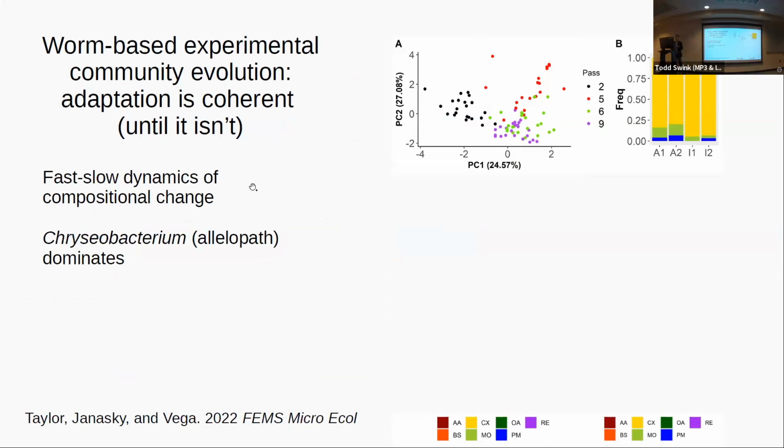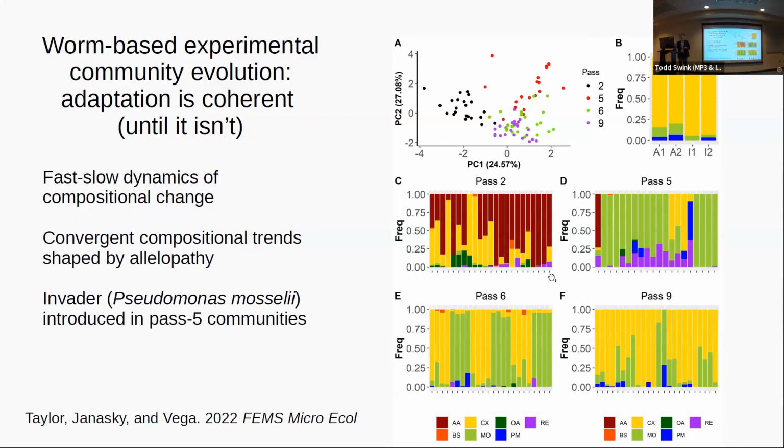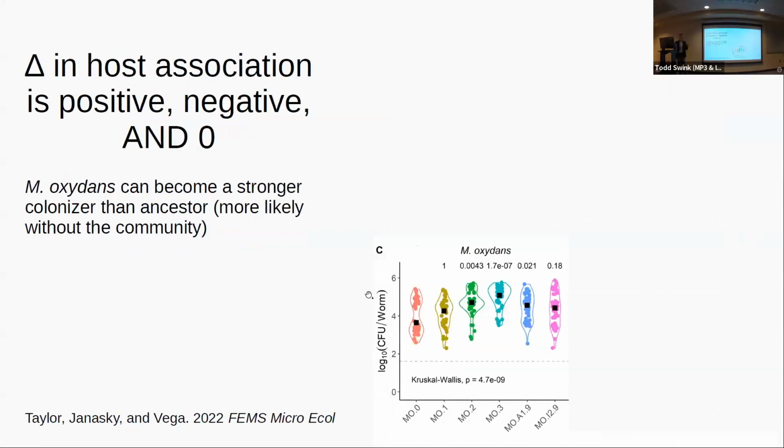Specifically, we see that we tend to get to a state where Chryseobacterium, CX here, which is an allelopathic bacterium, bright orange, it secretes toxins, tends to kill other stuff, and it tends to kill the worms, tends to dominate these communities over time. So here's the whole dynamics, passage 2, this type of fast-slow change, we're going from more even communities through an intermediate state, and by passage 6, passage 9, we're getting into this Chryseobacterium-dominated state. In passage 5, P. mosselii, this blue guy, was introduced to these communities as an invader. So what actually changed? We can see the composition changed, but did the bacteria actually change?